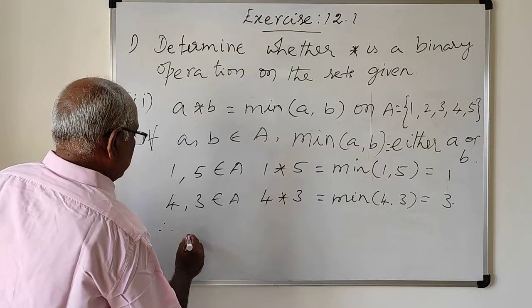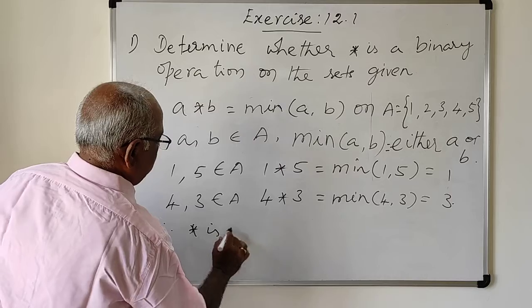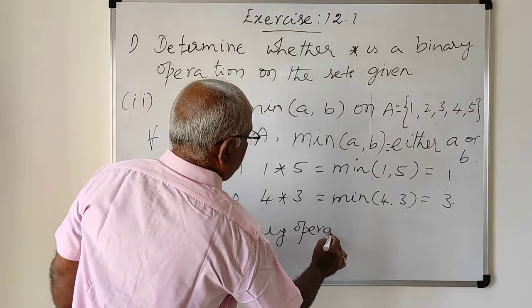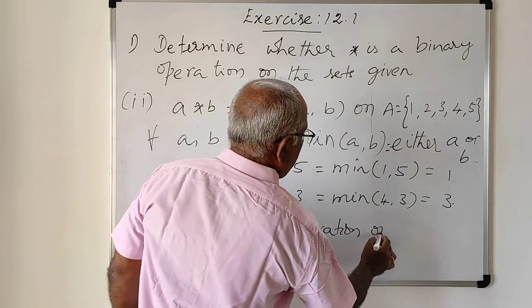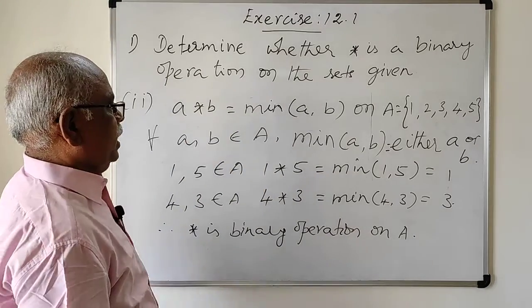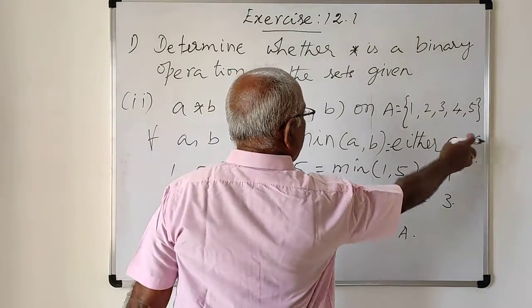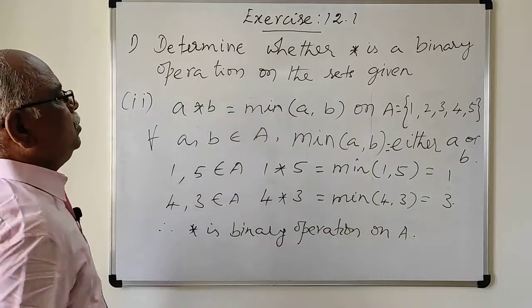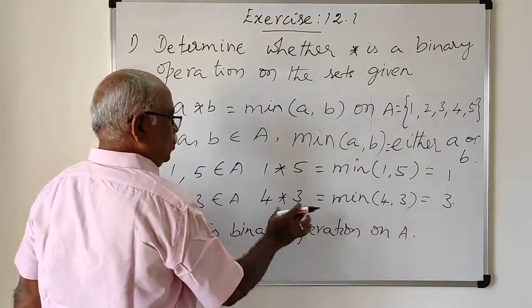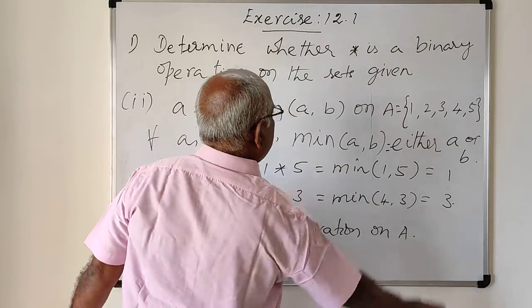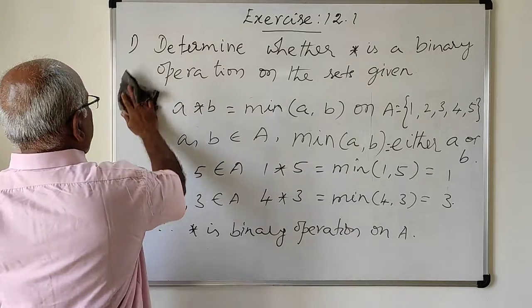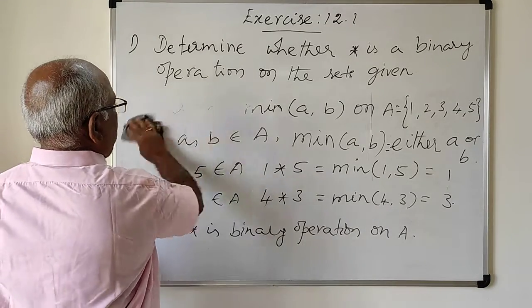Therefore, star is a binary operation on A. For every A comma B belongs to A, minimum of A comma B is either A or B. Using this rule, for any two elements in this set A, we take the minimum value. Therefore, the star is binary on A. Now, third subdivision in the first problem.